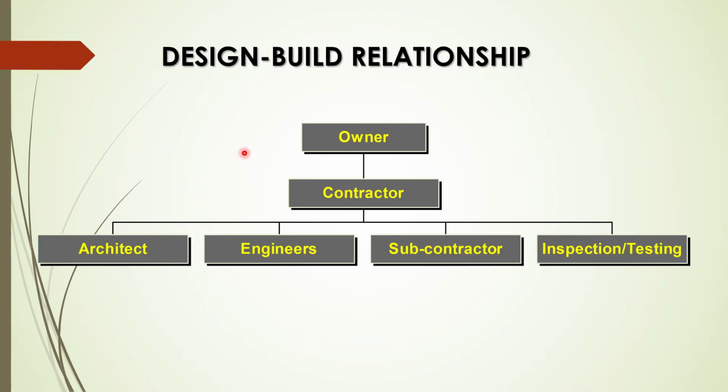Design build relationship. Completely, the owner doesn't want anything to do with it. The owner completely hands off, as you can see. The owner will hire the contractor, and then the contractor needs to hire the architect, engineer, subcontractor, and inspection and testing. Okay, so typically the contractor's building it at the same time as the engineers and architect are designing it, and they're working very closely together to get this thing built.